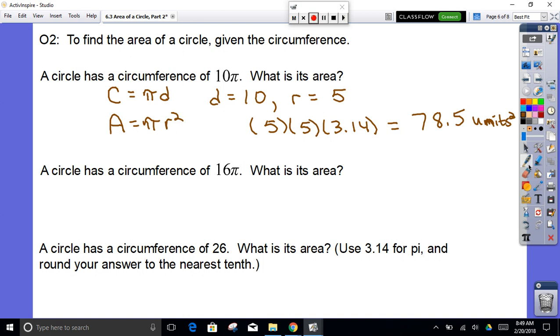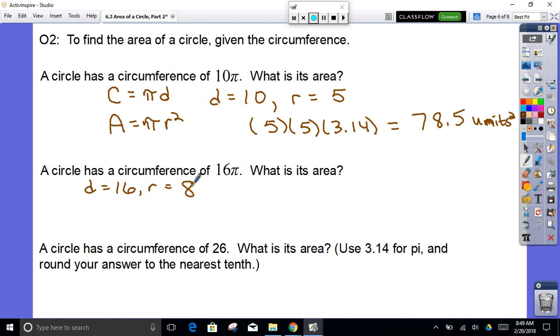For this second one, what would the diameter be? 16. Yeah, the diameter is just, it's pi times the diameter, so the diameter is 16. What is the radius of that circle? 8. Okay, so now we have the radius.